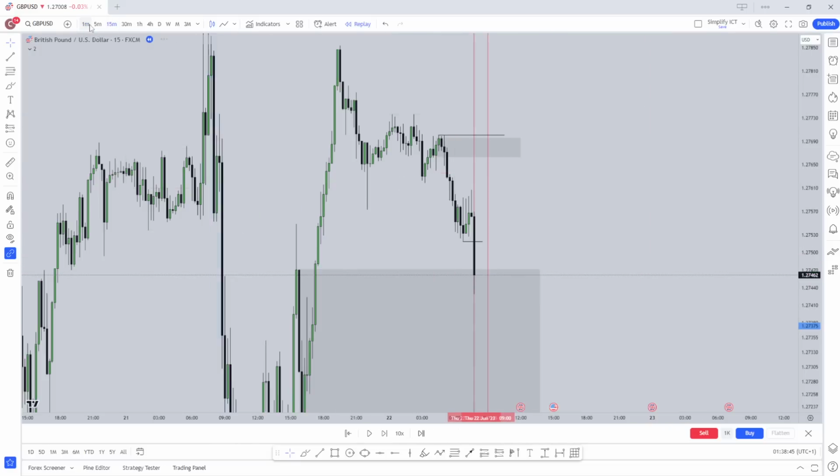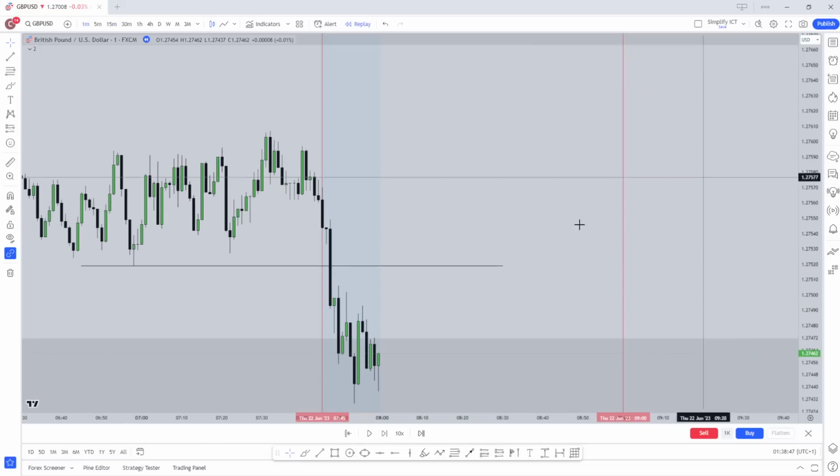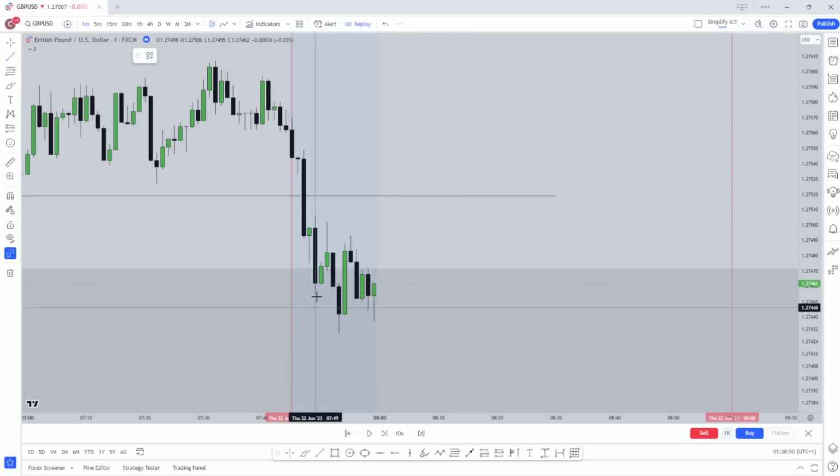So straight from 15 minutes to 1 minute, sticking to the rules, guys. Over here, price takes liquidity out right here, and then price, this is our structural point. Why is our structural point? This was made before price took out liquidity. This is a fractal high, it's a swing high.